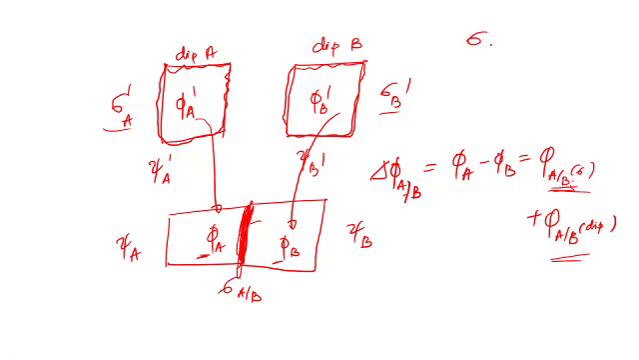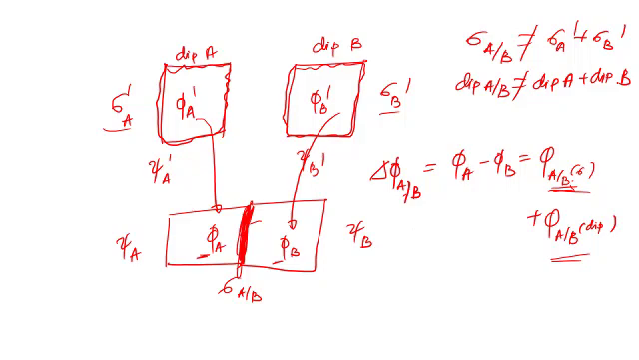So the sigma at A by B is not equal to sigma A prime plus sigma B prime. Similarly, the dipole at A by B is not equal to the dipole at A plus the dipole at B, because when the charges come together, depending upon what kind of charges they are, they rearrange in such a way at the interface that this is not in general a valid assumption.